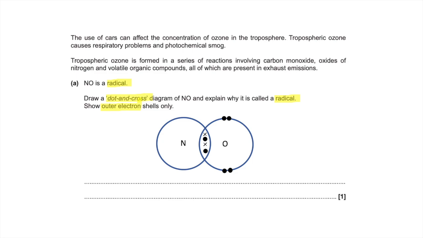And as nitrogen is in group 5 of the periodic table, it will have an additional 3 electrons in its outer shell. So this is the dot and cross diagram of nitrogen monoxide, and this would give you half a mark.